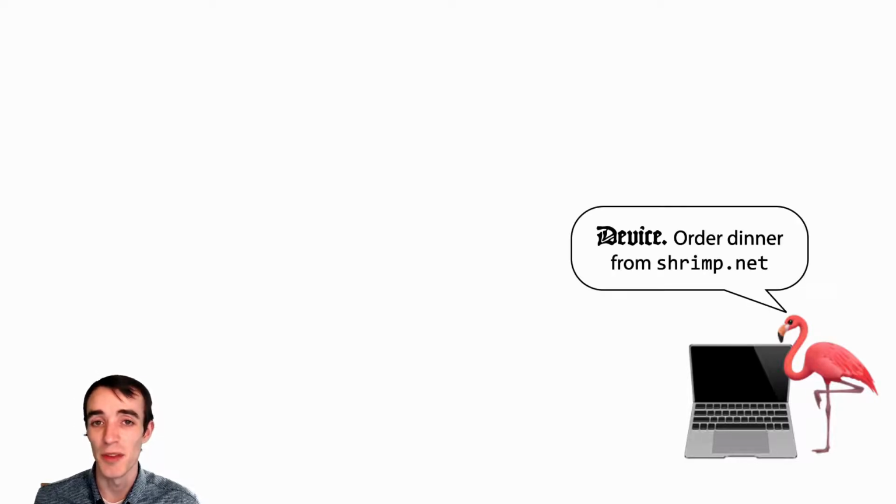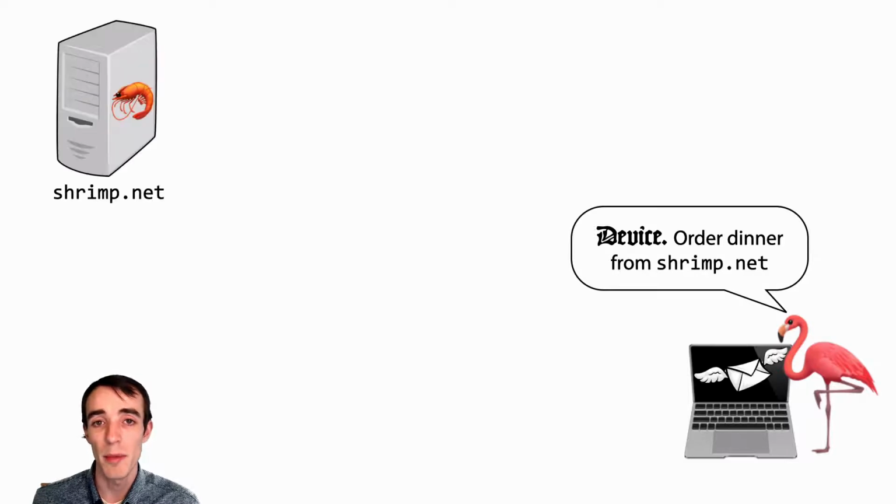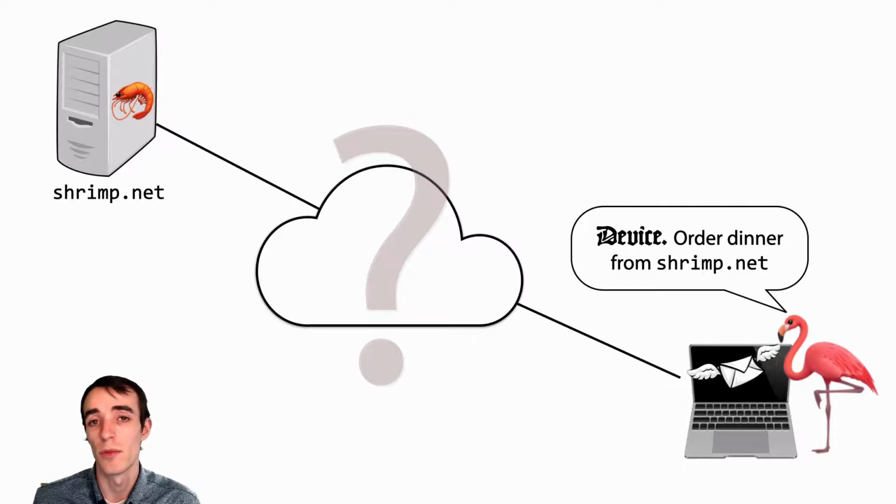When this flamingo wants to communicate with shrimp.net to order dinner, its laptop creates a message. This message makes its way into the internet, who knows how, and it bounces around in there doing who knows what until it arrives at its destination.